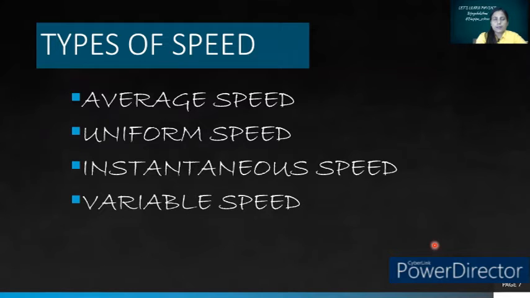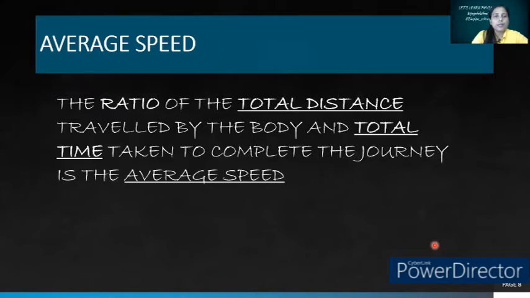Now let's discuss the different types of speed. We have average speed, uniform speed, instantaneous speed, and variable speed. These are different situations where the speed changes, or you can say the different definitions of speed. First of all, I will be telling you about the average speed.